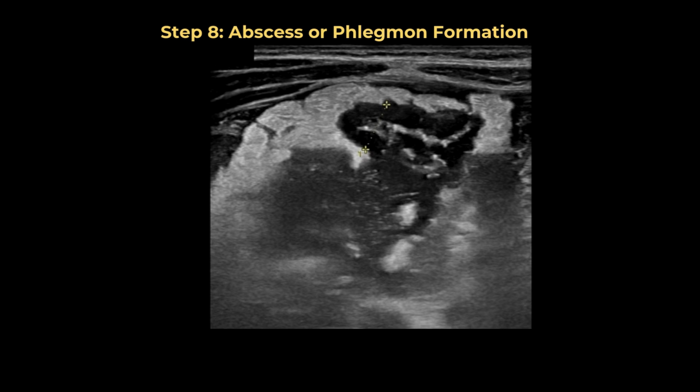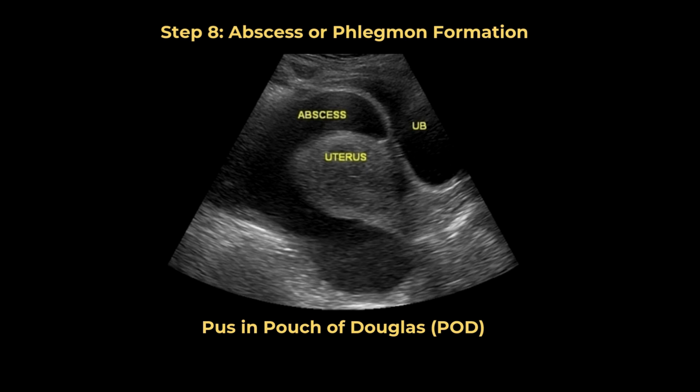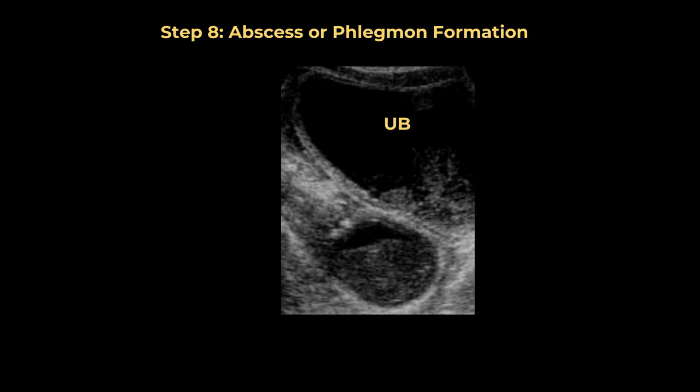Always scan common collection sites. The right iliac fossa is the most frequent location, close to the ruptured appendix. The pouch of Douglas is another key area, especially in pelvic appendicitis where gravity pulls pus downward. If the right iliac fossa looks clear but the patient appears very ill, always check this space. In rare subhepatic cases, fluid or abscess may collect in Morrison's pouch near the liver and kidney.